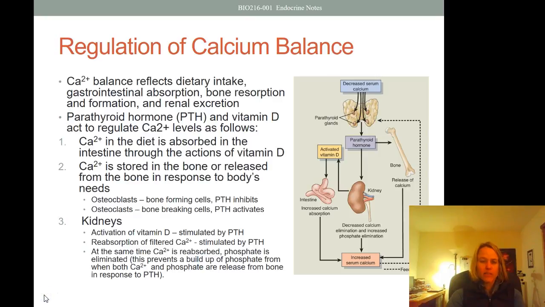Okay, so how is calcium regulated? Calcium balance reflects intake, GI absorption, bone resorption and formation, and renal excretion.